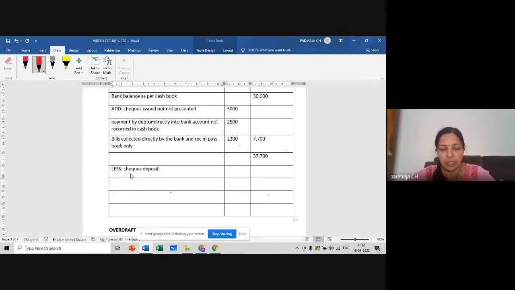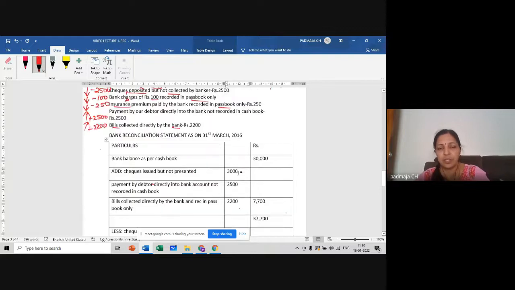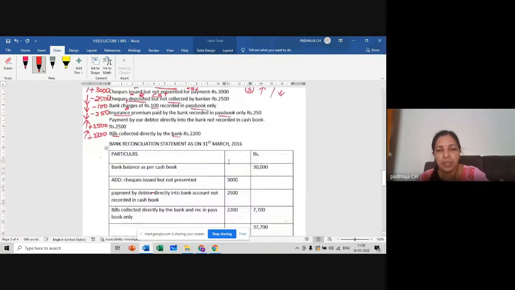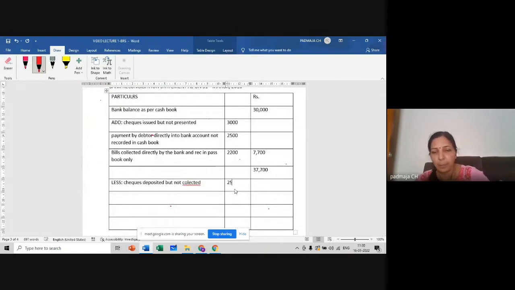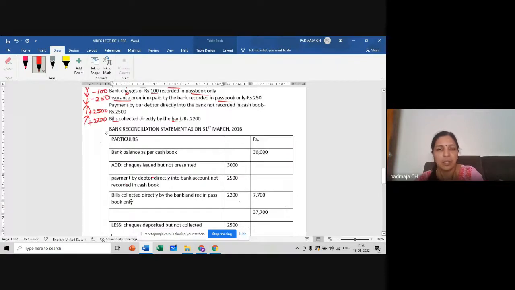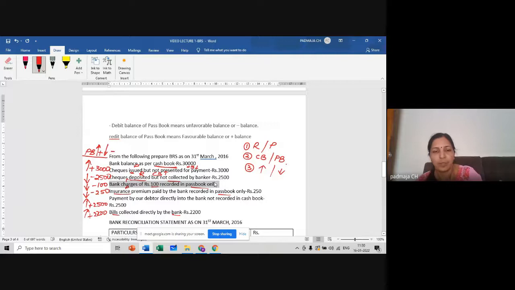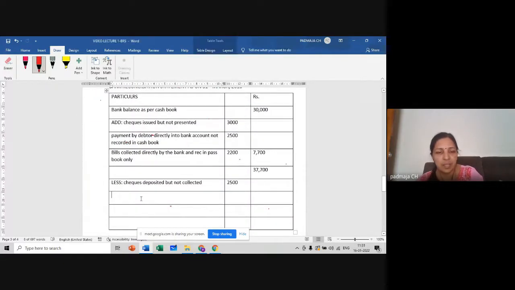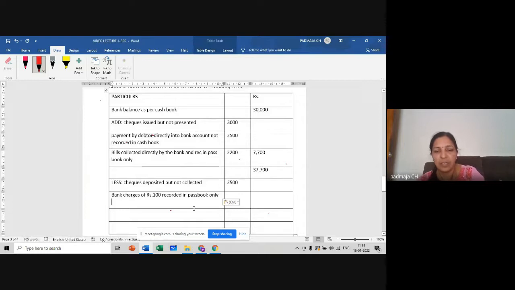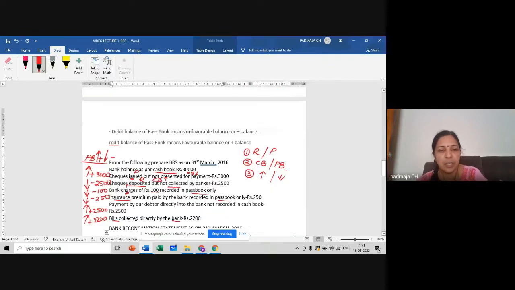Checks deposited but not collected means what? Not recorded in passbook. How much is the amount, guys? 2500. Checks deposited but not collected. What is the next less item? Bank charges of rupees 100, recorded in passbook only. It's again a less item. What are the other less items that are there?